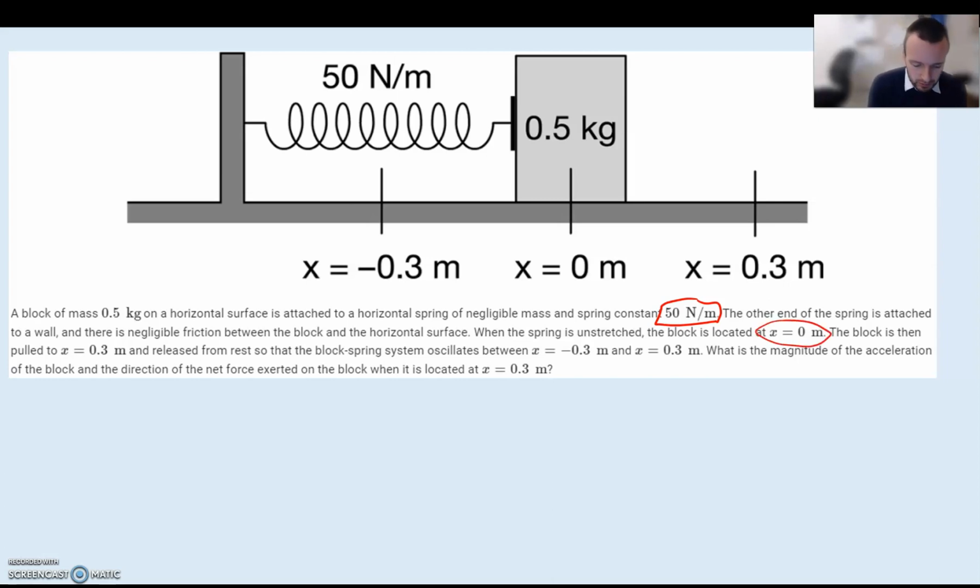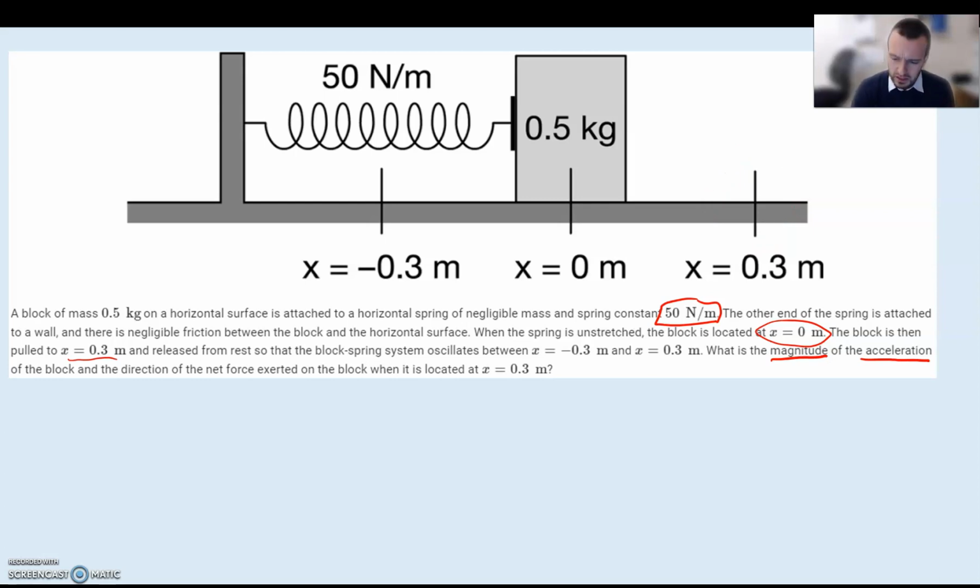The block is then pulled 2.3 meters and released from rest, so that the block-spring system oscillates between those two places. What is the magnitude of the acceleration of the block and the direction of the net force exerted on the block when it is located here? So what is it asking us about? The magnitude of the acceleration. Let's talk about what things are contributing to the acceleration over here at 0.3 meters.